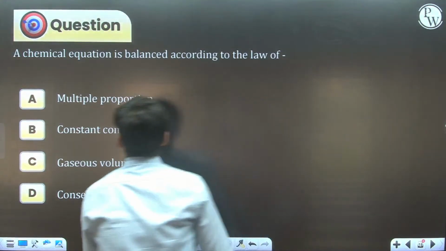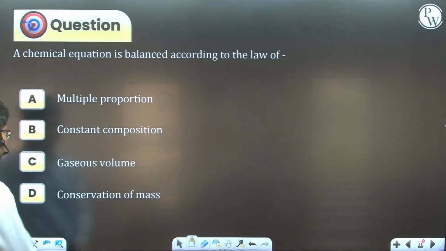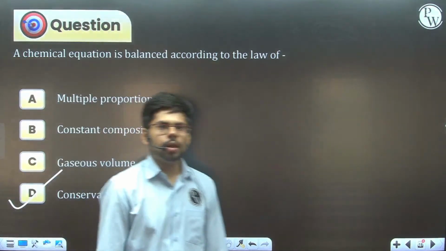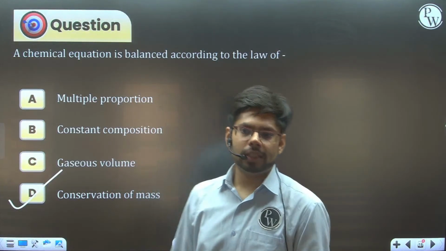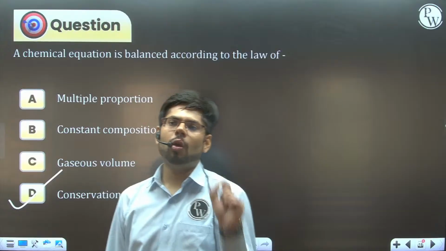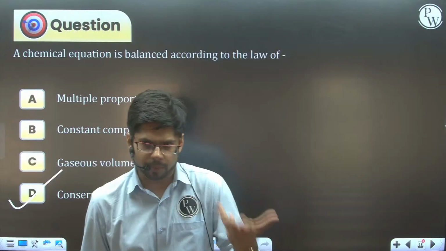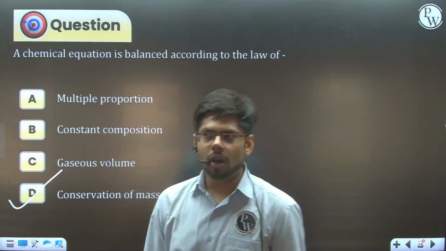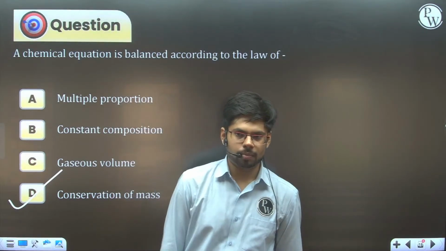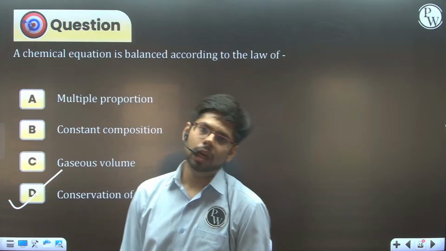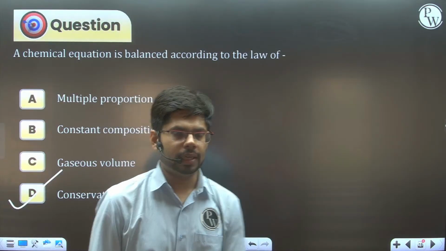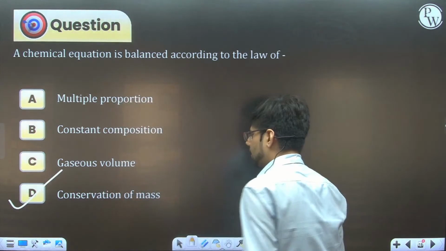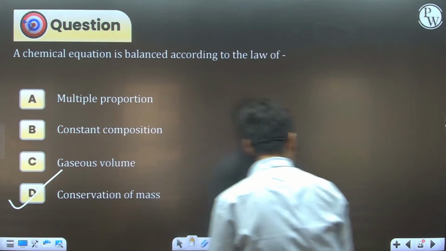A chemical equation is balanced according to the law of conservation of mass, obviously, because we cannot violate the law of conservation of mass, which means the total grams, if I'm taking everything in grams, then the total grams of all the reactants reacted is equal to the total grams of all the products formed, and that is why we balance chemical equations. So it's the law of conservation of mass.